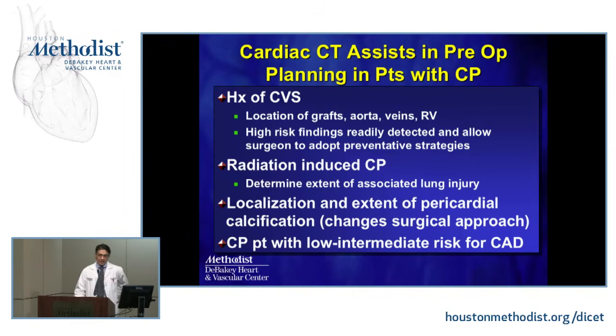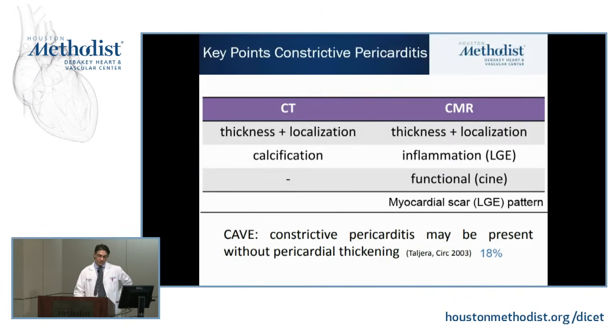All right, CT can also help you in patients who are going on to the operating room for localizing grafts, making sure what the coronary anatomy looks like. It can be very helpful in radiation-induced constrictive pericarditis. It can help the surgeon know where to cut and where not to cut, and evaluating the coronaries in a low-risk patient. So here's a slide summarizing some of the differences between CT and CMR.